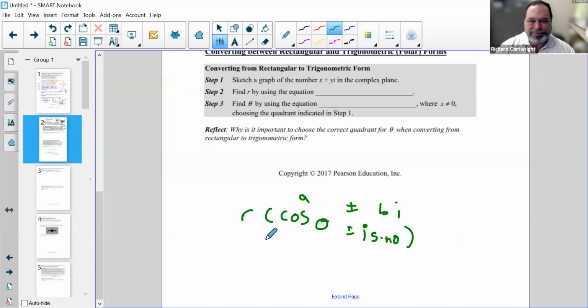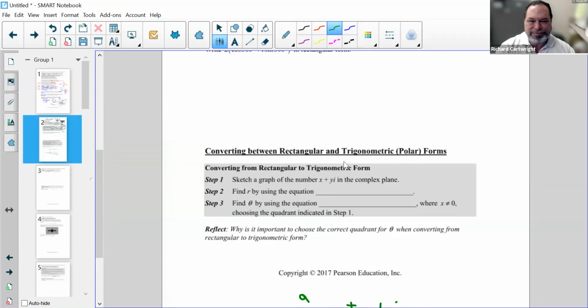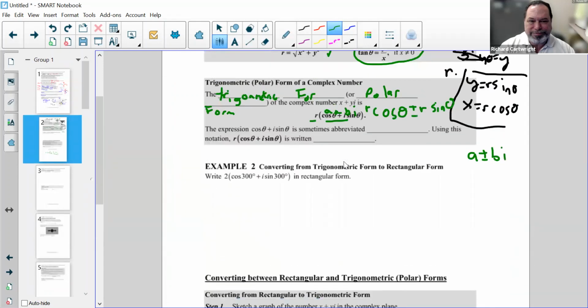There's a shortcut for that. I think he's going to tell me up there. Yeah, he says that the expression cosine plus I sine of theta is sometimes abbreviated as the word cis, C-I-S, of theta. Because that means I don't have to write this whole thing out. I can just write R cis of theta. But I still need to remember what cis means.